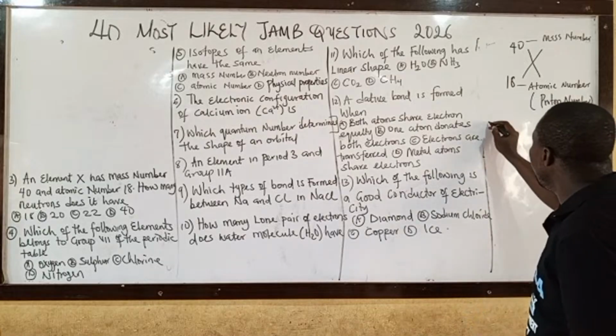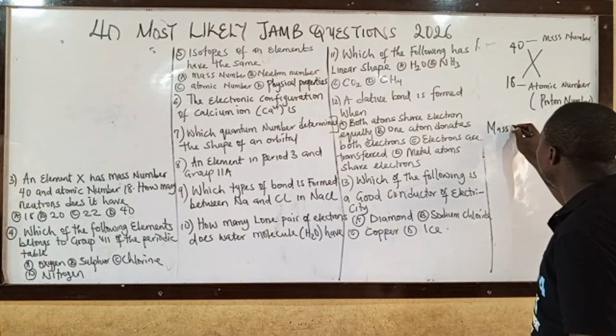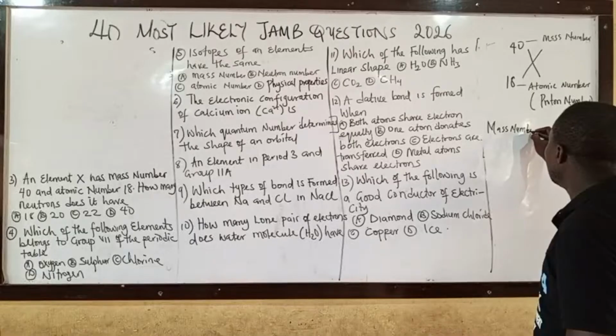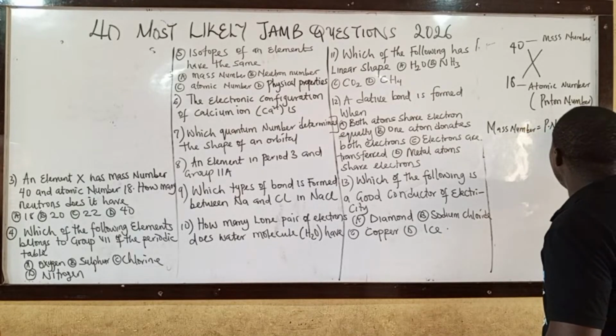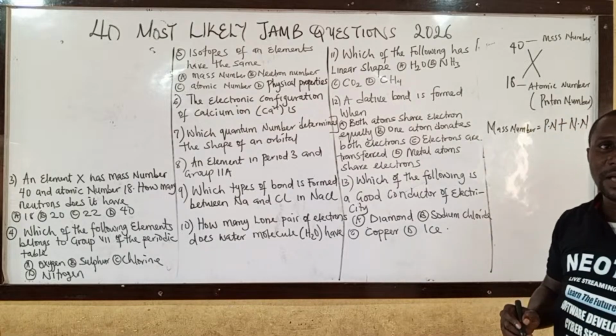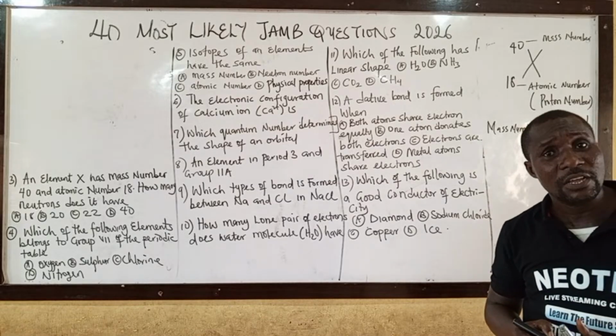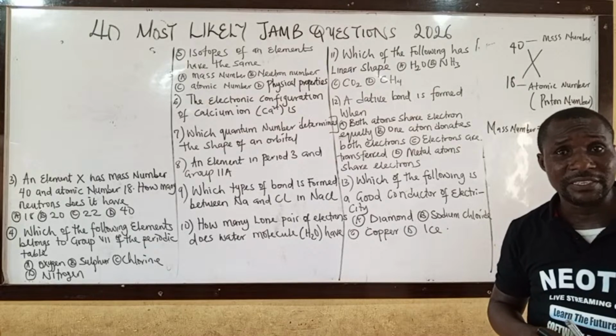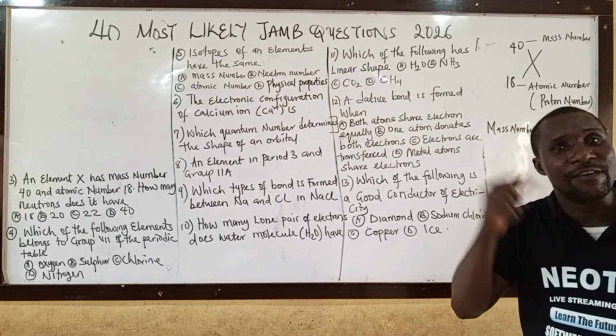Don't forget, mass number is equal to proton number plus neutron number. Take note of that. And take note of this: neutron is heavier than proton.